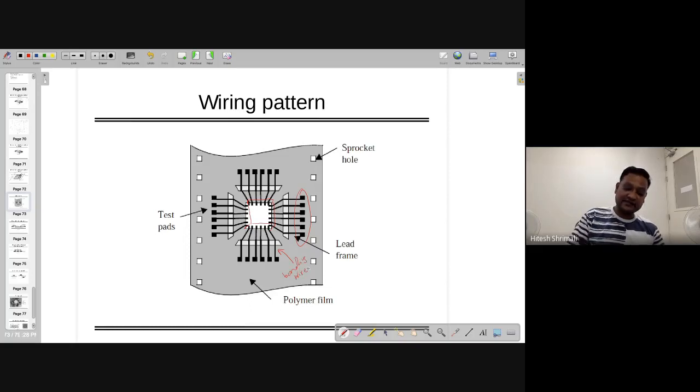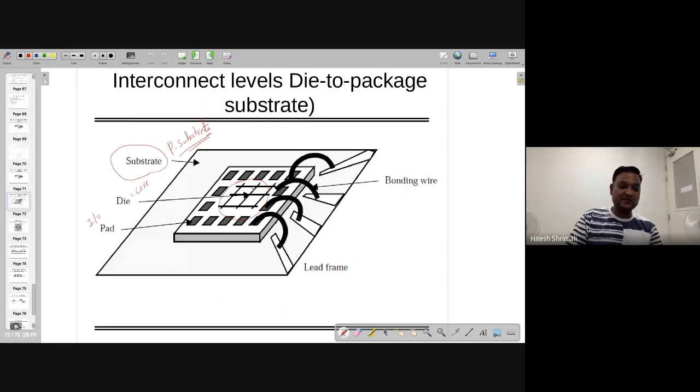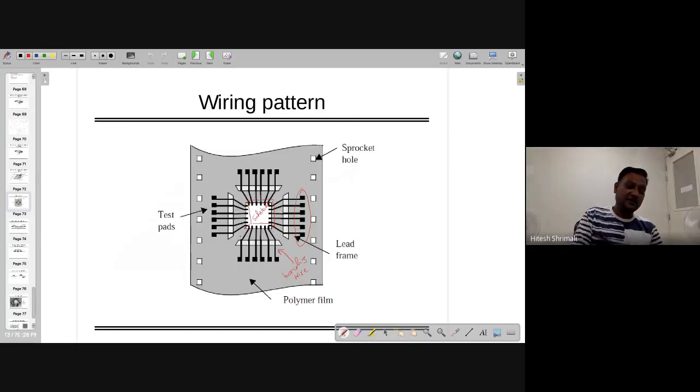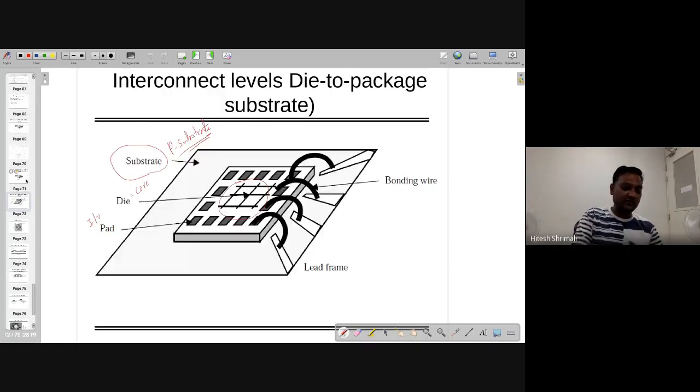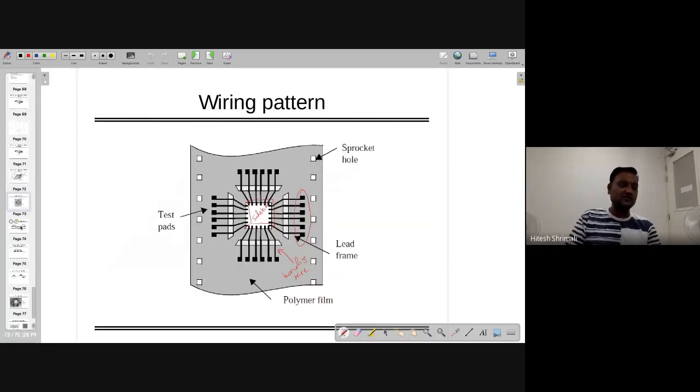So when you are connecting this chip, the whole thing, white part, is actually the substrate. Note that the whole thing, which is white, you can refer to this diagram where the white part is the P substrate. Same white part is here. Earlier was actually isometric view. This one is the top view. That's why it looks like this.